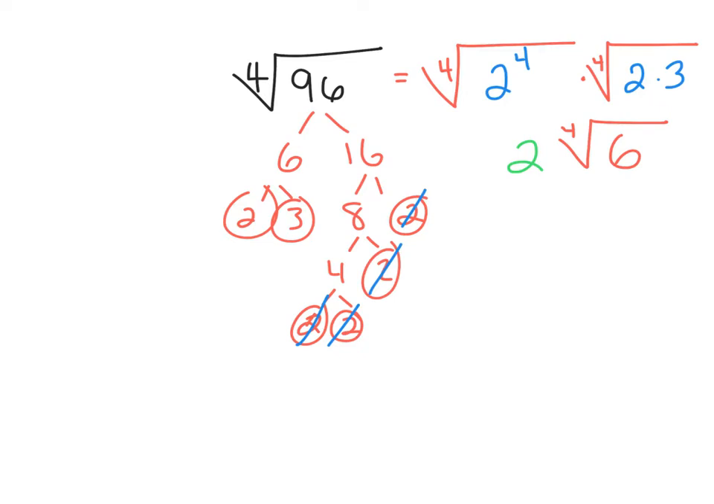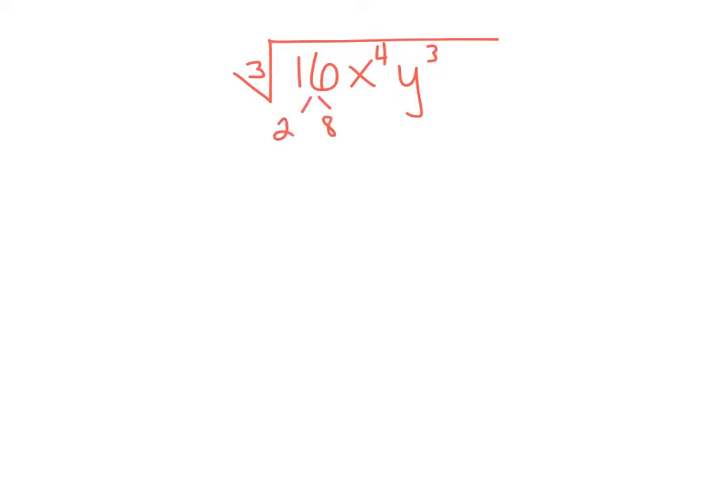Start mixing in some variables now. Let's do the cube root of 16, x to the 4th, y to the 3rd. Again, I'm making my factor tree for the coefficient.